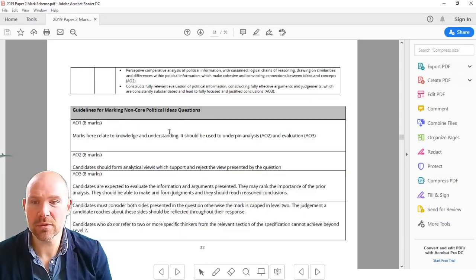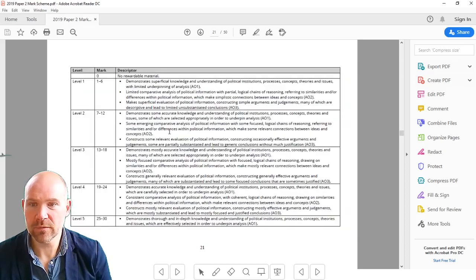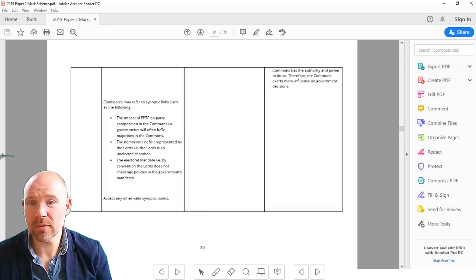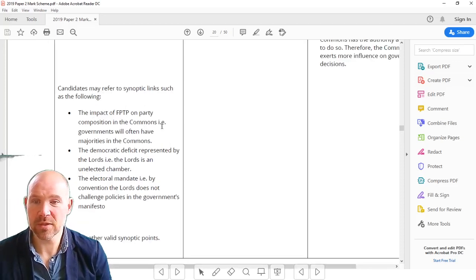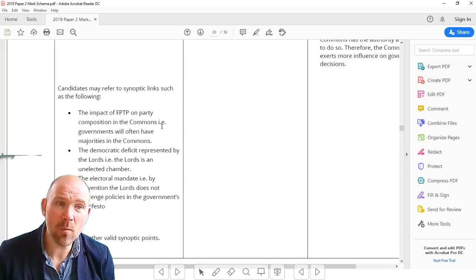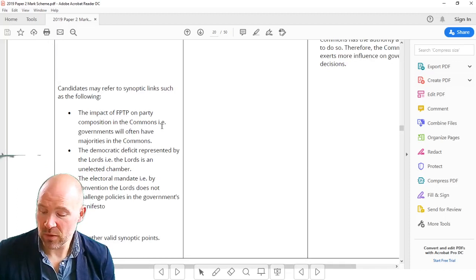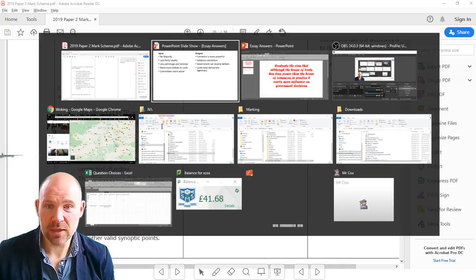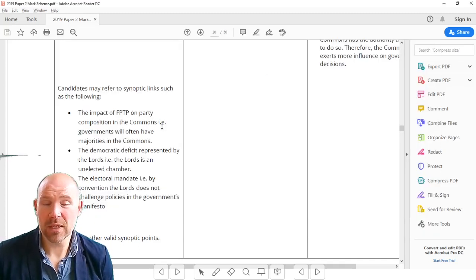Now let's talk about, excuse me, I'm just looking for the page. Let's just talk about the synoptic link. So what a synoptic link means is that you have to, somewhere in paper 2, make reference to something in paper 1. And it doesn't have to be long, but it has to be there.